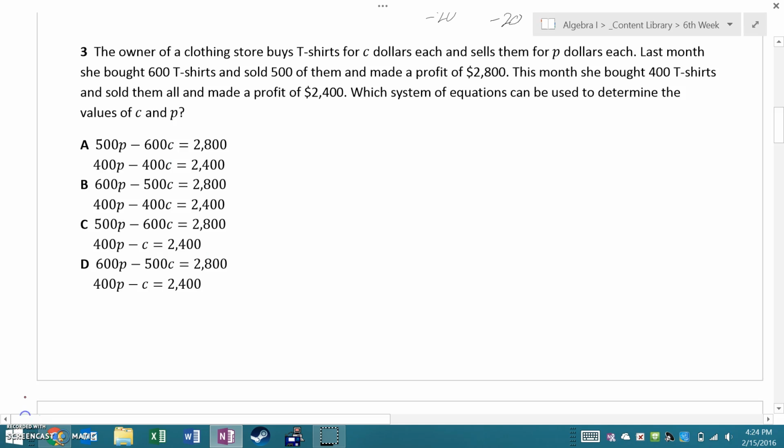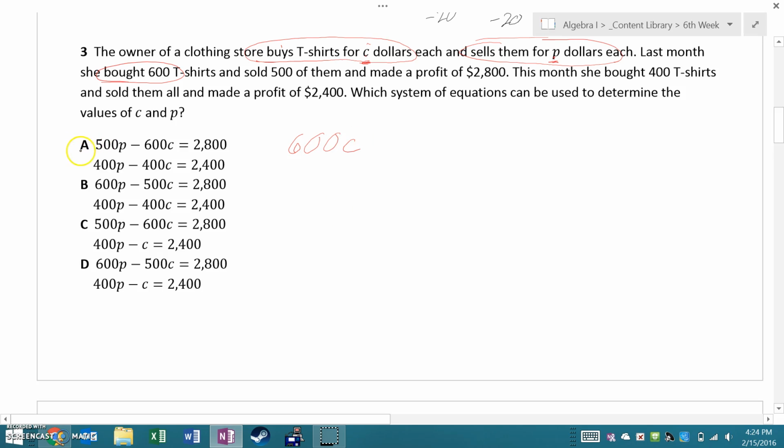Number 3. All right, nice long worded problem here. Just reading through the situation, I'm going to jump to the variables. C dollars, that's for whenever you buy a t-shirt. Variable P, that's whenever you sell a t-shirt. So what we're looking for here is that C and P first are matched with the correct number. So here, last month she bought 600 t-shirts. So the number 600 should go with how many t-shirts you buy, which is the variable C.